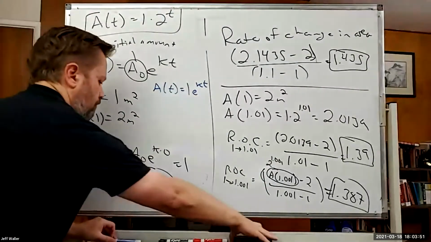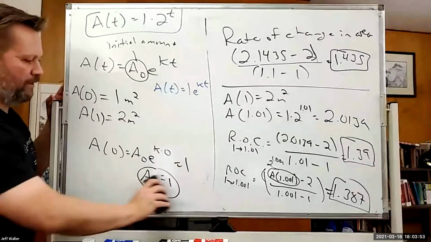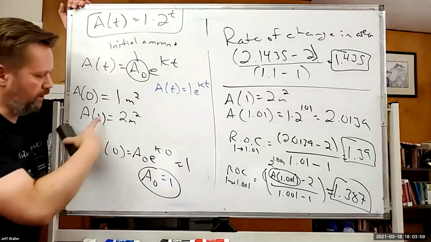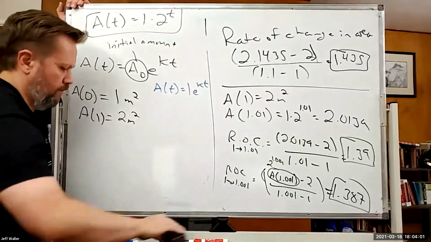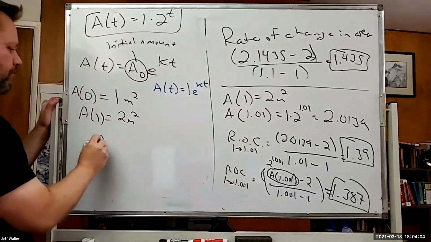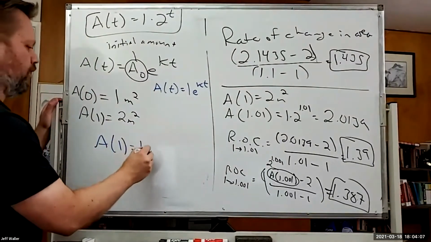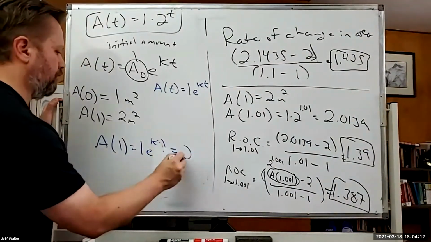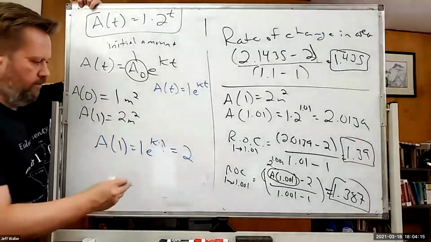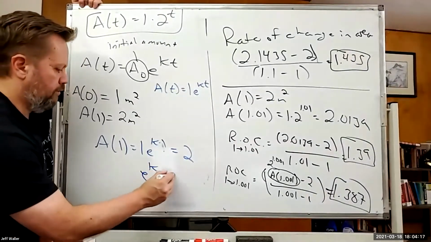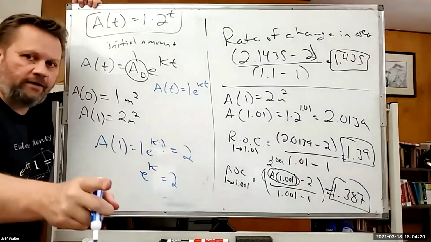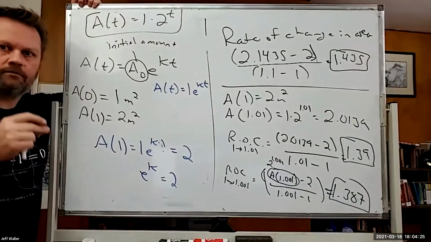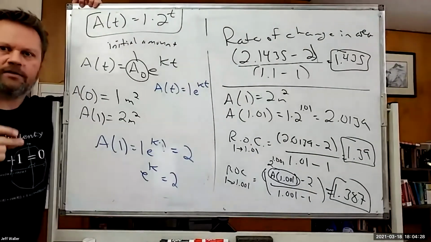Okay. Now I'm going to erase this. I need some room because I don't want to erase that. Okay. I'm going to erase this. And then we're going to use our second piece of information. So if I put 1 in, that's 1 e to the k times 1, and that's supposed to equal 2. So e to the k equals 2. Don't say a word, solve that for k.